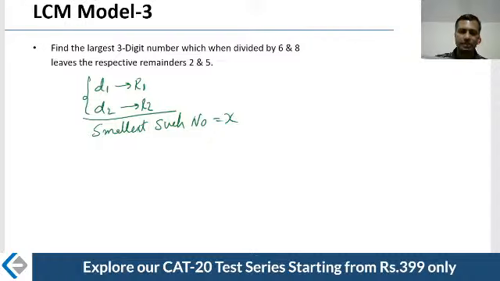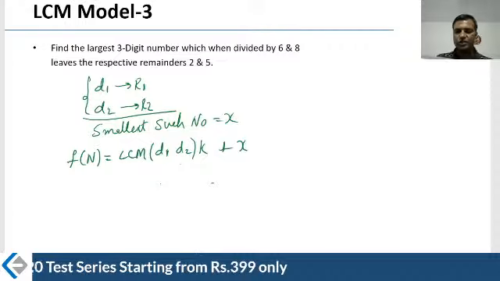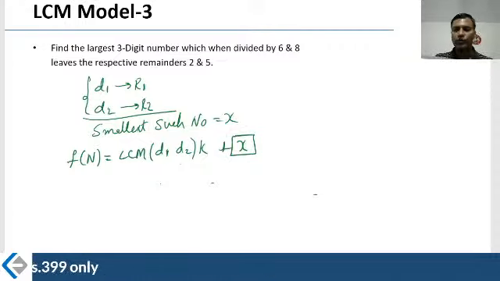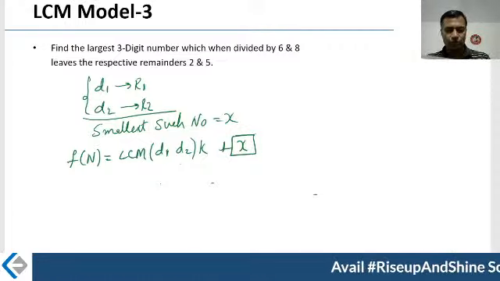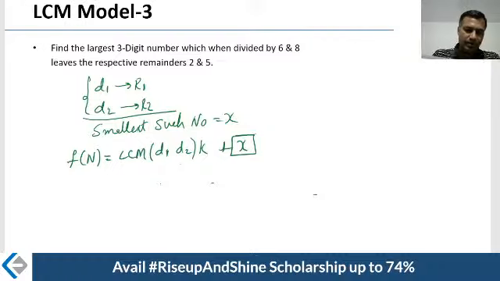Once you find the smallest such number, then you can write the family of numbers. The family of numbers is nothing but the LCM of the divisors, and that remains the same: LCM of the divisors, k times, plus the smallest such number. Who finds this smallest such number? You do. You have to work a little bit to find it. Let me give a simple algorithm to find the smallest such number.